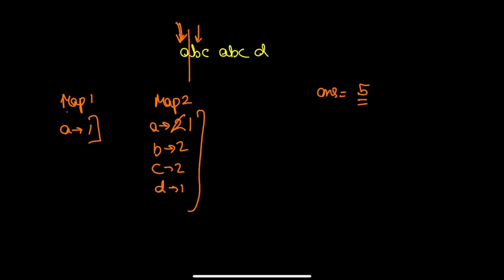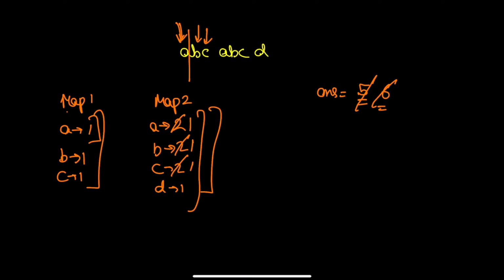Now I come to this index, so I will reduce it by 1 and I will increment this by 1. So my answer becomes 4 plus 2. That is coming on to this index. I'll again reduce just C by 1 and I'll put a C here. So this becomes 3 and this becomes 4. So my answer becomes 7.